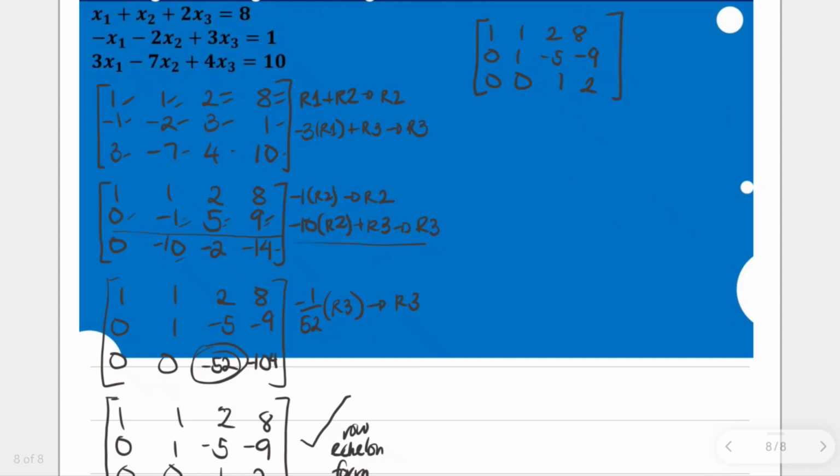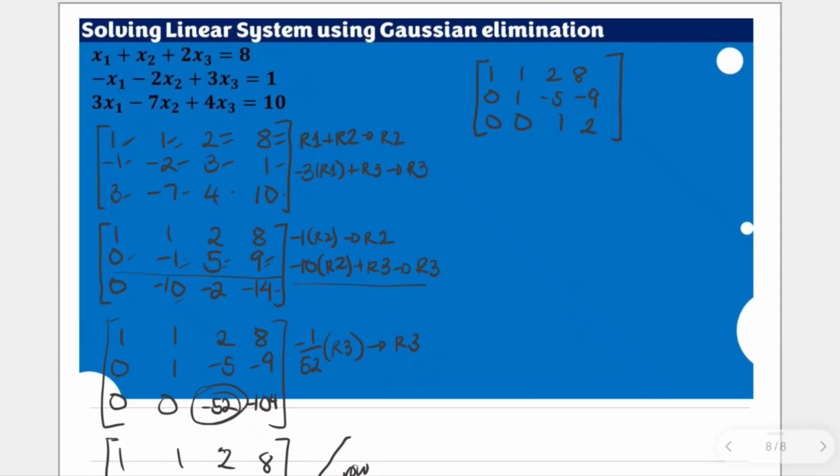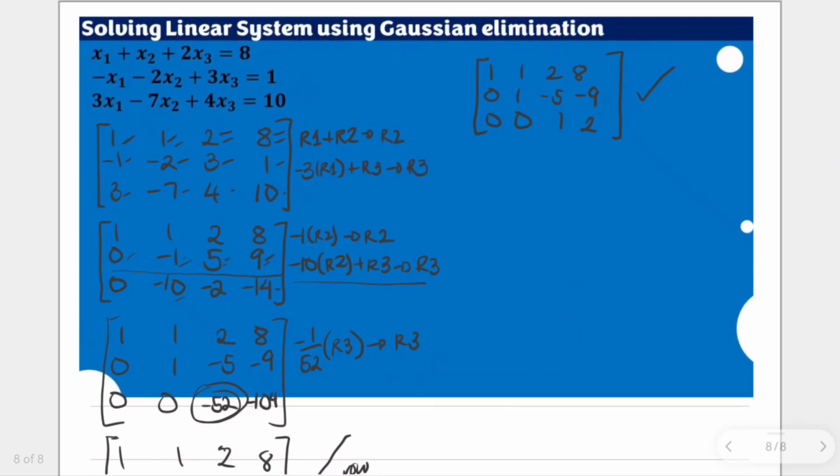Okay. So, we can now solve for the values of x sub 1, x sub 2, and x sub 3 for this given row echelon form. If you have not viewed the video that will allow us to solve a linear system just by a given row echelon form, you might want to check on that at the same channel.